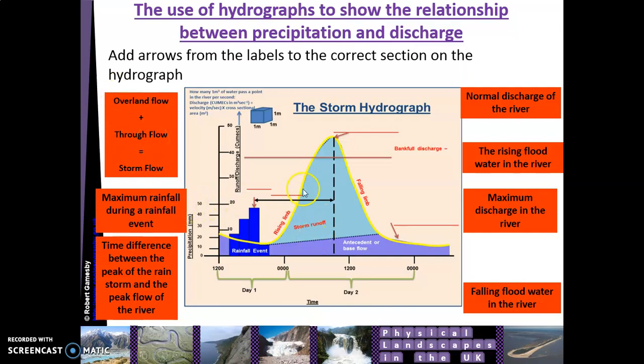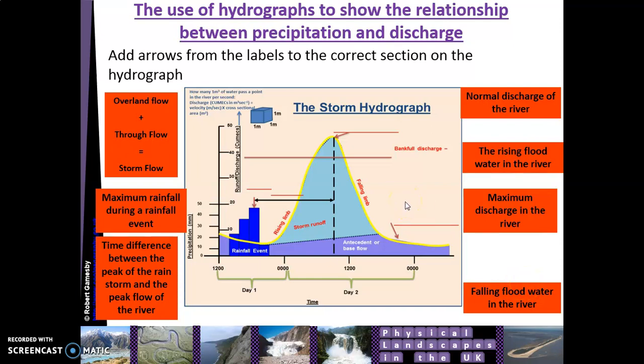Maximum rainfall during a rain event is going to be your peak rainfall. The time between the peak of the rainstorm and the peak flow of the river is your lag time. Normal discharge of a river is your base flow, or what we call the antecedent. Antecedent means before conditions, just a Latin word. Rising flood water in the river is the rising limb. Maximum discharge of a river is the peak discharge, the top of the curve. And then the falling flood water is the falling limb.